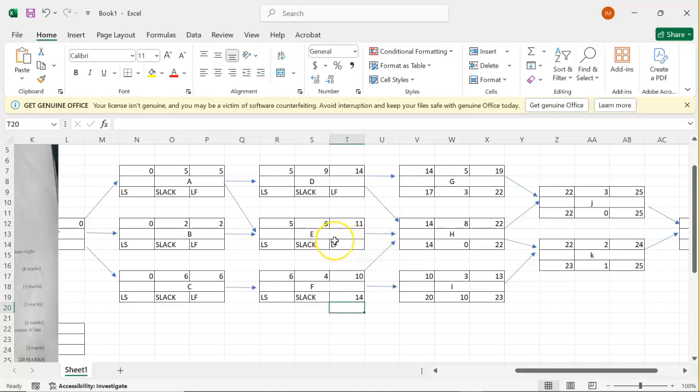For E, it is just coming direct from H. We have equal to 14. Then D was coming from G and H, so we have 14 there also. You see that? You get the lowest number.